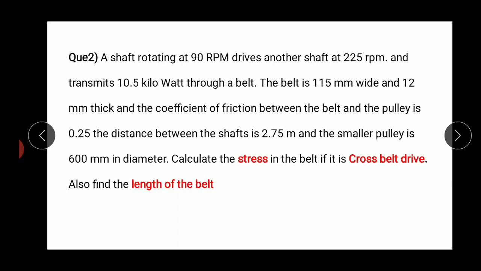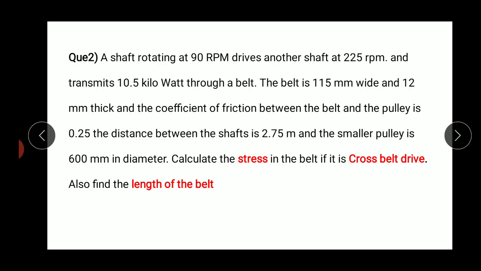So we have to first read the question carefully and derive what the given data is. The shaft is rotating at 90 rpm and it is driving another shaft at 225 rpm. So N1 is given and N2 is also given. It transmits 10.5 kilowatt power through a belt. So the power transmitted through the belt drive, capital P, is given in kilowatts. We need to convert it into watts.